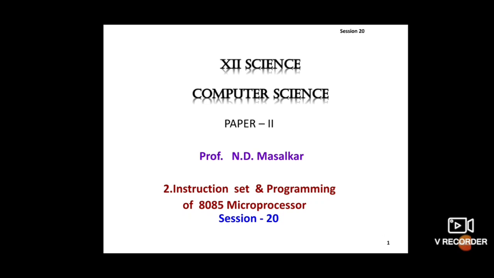Students, in this video I am explaining the next group in 8085 instructions, that is the machine control group, which is the last group in this chapter. Before that, only one instruction is remaining in the branching group, that is PCHL. Now see this instruction, then we will start the machine control group.